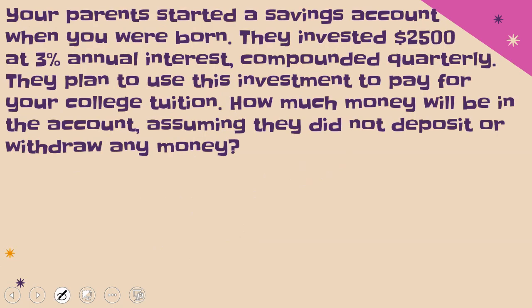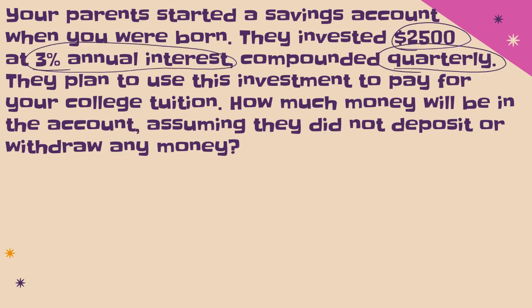One more here. Your parents started a savings account when you were born. They invested $2,500 at 3% annual interest, compounded quarterly. Remember, quarterly means that that would be 4 times a year. They plan to use this investment to pay for your college tuition. How much money will be in the account when you're 18, of course, assuming that they did not deposit or withdraw any money? So let's start this out. So we know that our principal is $2,500. And we want to find out how much is going to be in the account after 18 years.